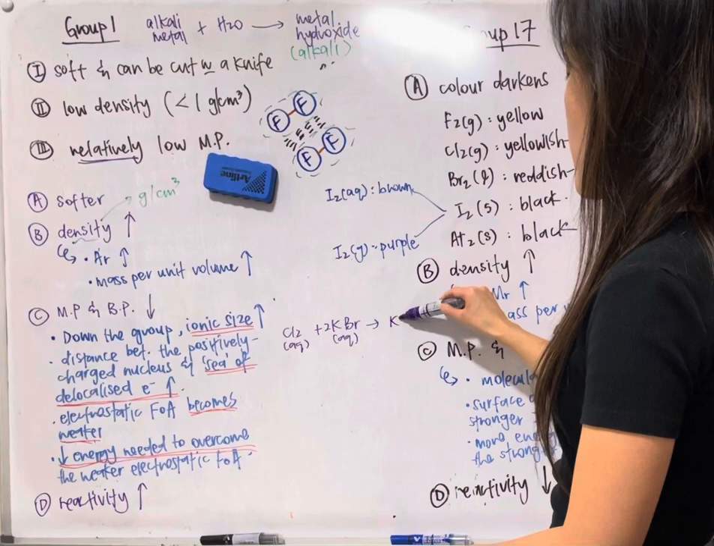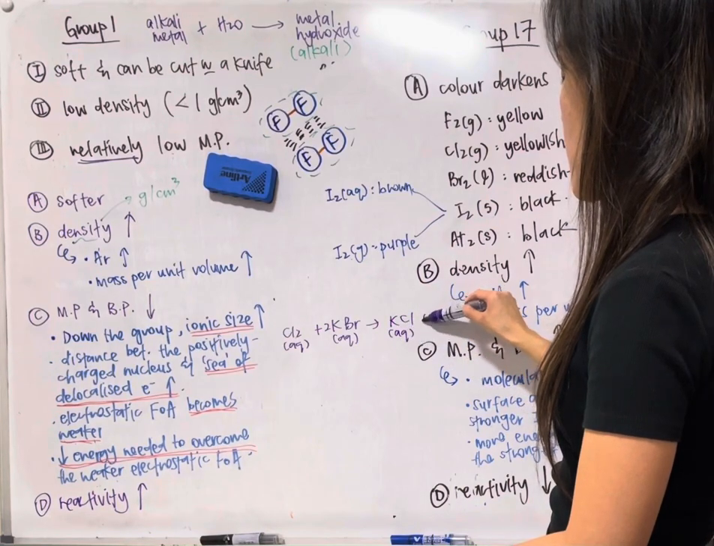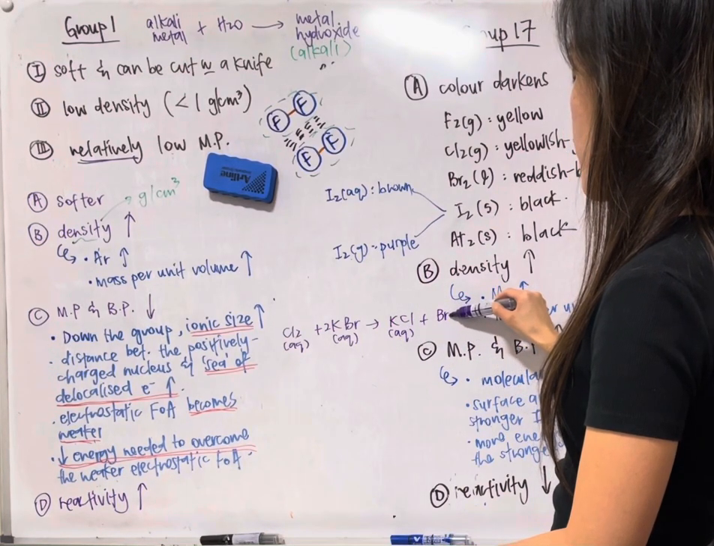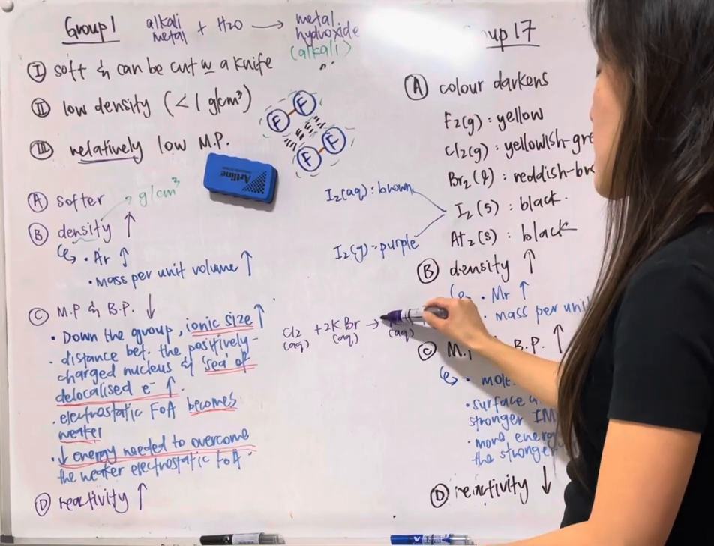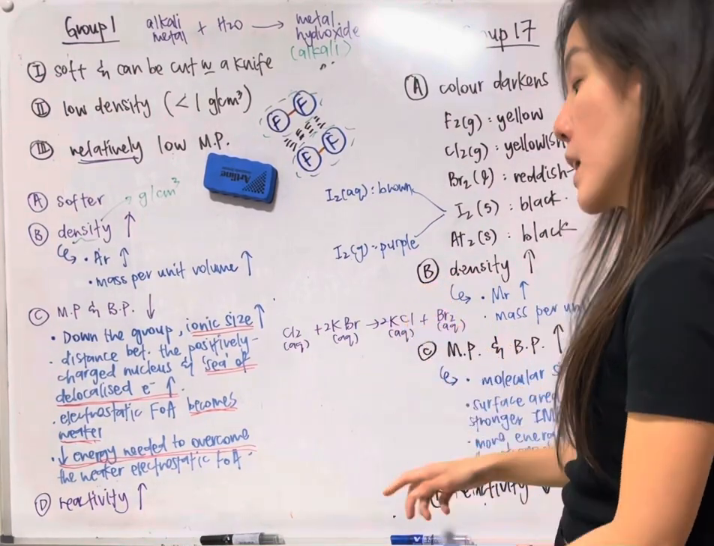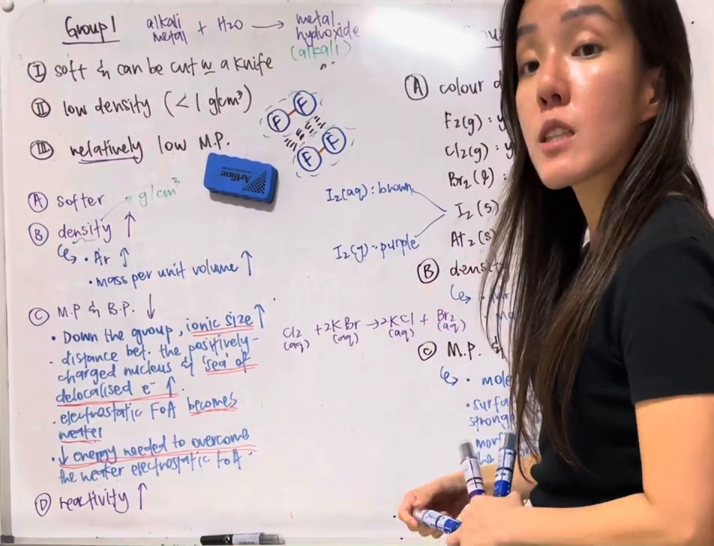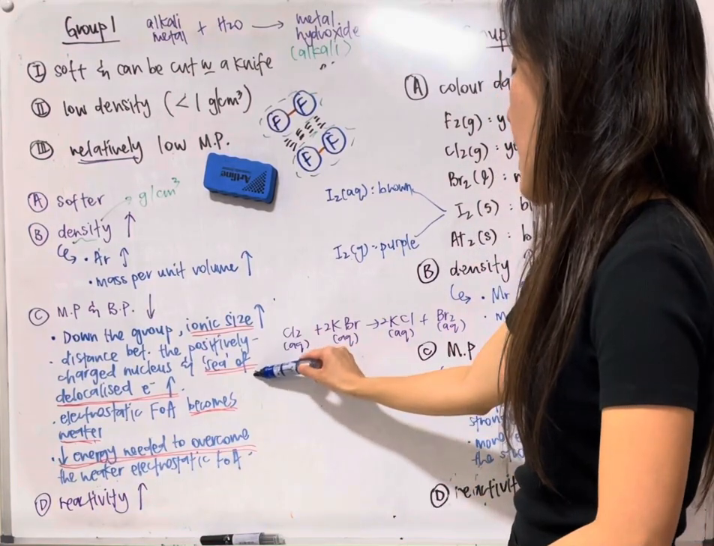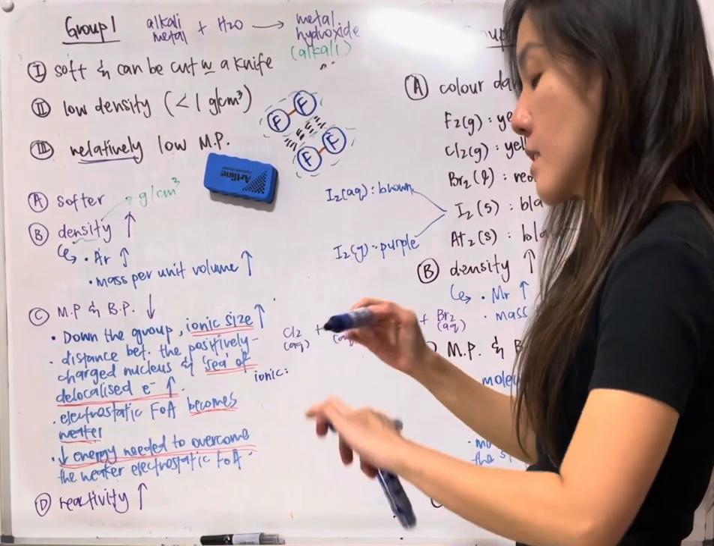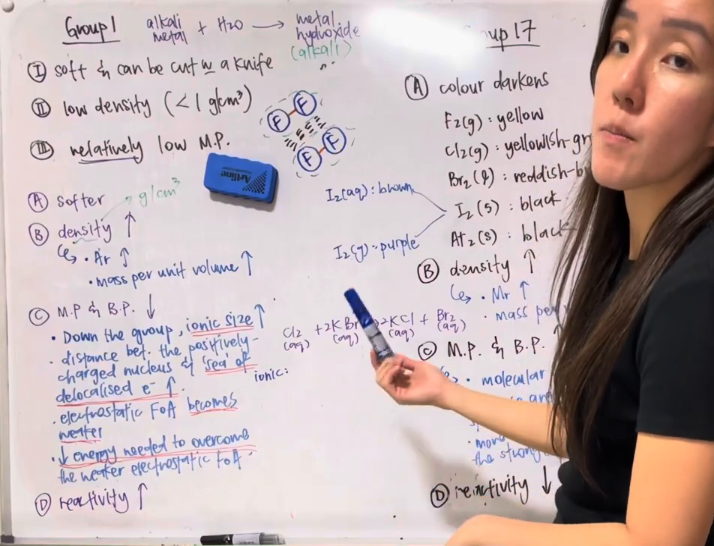Okay. Chloride. Yes. And bromine aqueous. This is now a balanced equation, right? But let's ask Jasmine, tell me, if I want to write down the ionic equation for this, what will be the ionic equation for this displacement reaction?